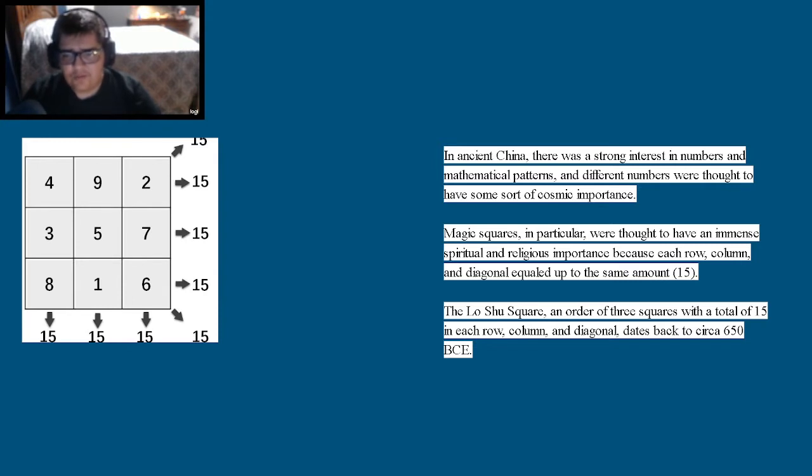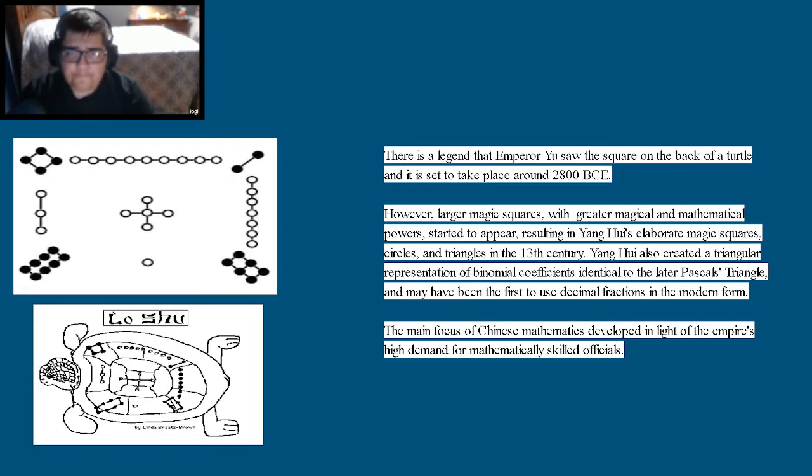The Lo Shu square, in order of 3 squares with a total of 15 in each row, column, and diagonal, dates back to circa 650 BCE. There's a legend that Emperor Yu saw the square on the back of a turtle, and it is said to take place around 2800 BCE.